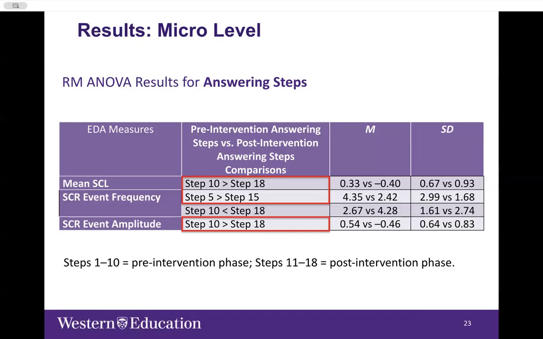SCR event frequency showed that step 5 had more responses than step 15, and step 10 had fewer responses than step 18. This reflects that participants' reactivity fluctuated, which indicated a rebound of basic arousal in the later post-music stage, suggesting that participants re-engaged physiologically after an initial decline. For SCR event amplitude, step 10 had a significantly higher amplitude than step 18. This implies that while responses continued to occur later, their intensity weakened over time.